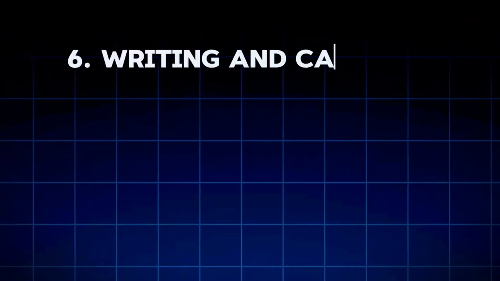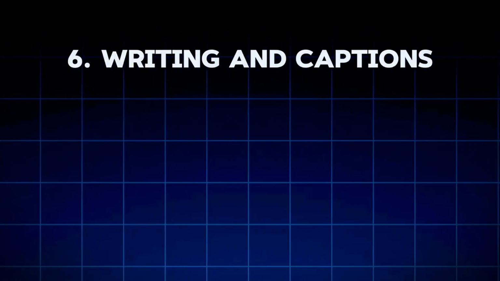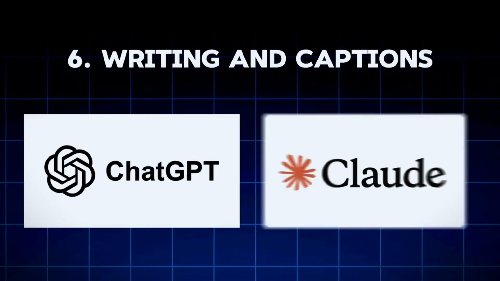At number 6, we have writing and captions. And for this, you can use either ChatGPT or Claude AI. And these are really good tools that will help you write good video descriptions, captions for your posts on social media. But one thing that I advise is if you're using these apps, make sure that you rewrite whatever they give you to humanize it and make it your own so you don't sound robotic in your captions.